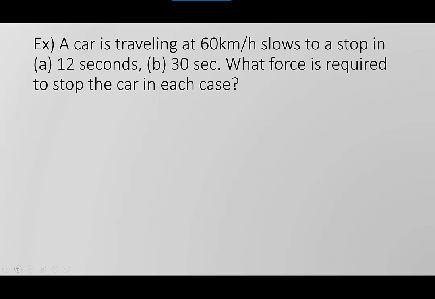A car is traveling at 60 kilometers per hour. It slows to a stop in 12 seconds or 30 seconds. What force is required to stop the car in each? Okay, so let's take a look. If we know that we're looking for force, m delta v is equal to F delta t. So F is equal to m delta v over delta t.